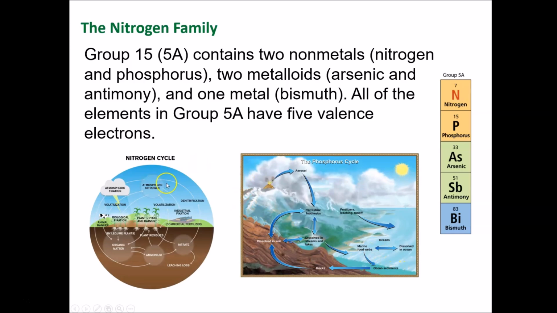Nitrogen is big because nitrogen is used in living things a lot, right? So there is a nitrogen cycle. If you have taken biology, you probably learned at least a little bit about the nitrogen cycle. There's also a phosphorus cycle. You may not have learned about this before, but on the Earth, there is a constant recycling of the phosphorus also. And there's a lot of phosphorus out there. And remember, since we're talking about group 15, they have 5 valence electrons.